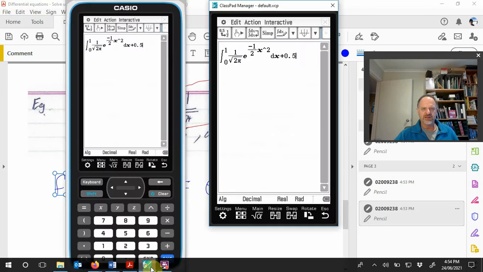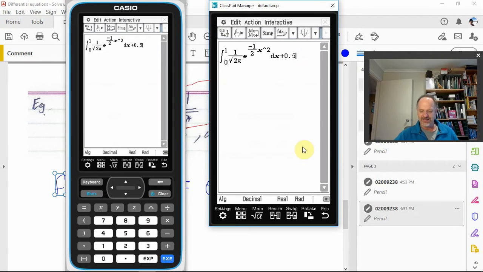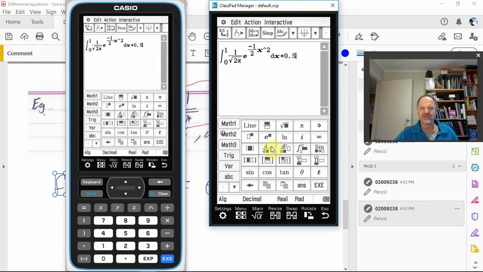So here's the calculator. So I've got it already entered in. So of course you go to your keyboard. It's in the Math 2 tab, which is all your differential. So this one here, you put it all in. This one, 1 on pi root 2, I used a couple of these templates. The e to the whatever, again I use templates.